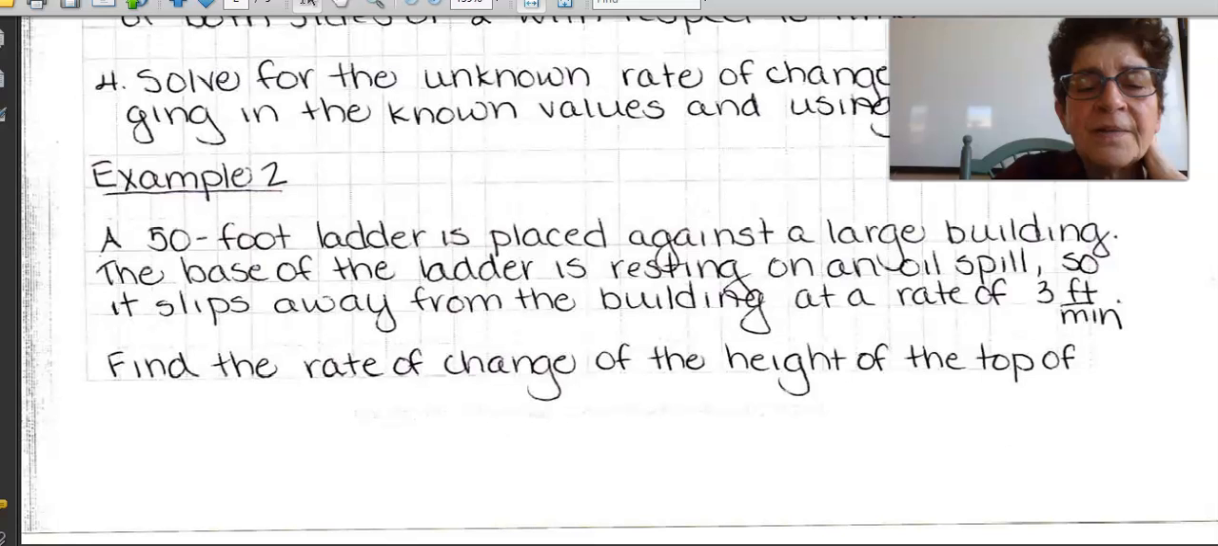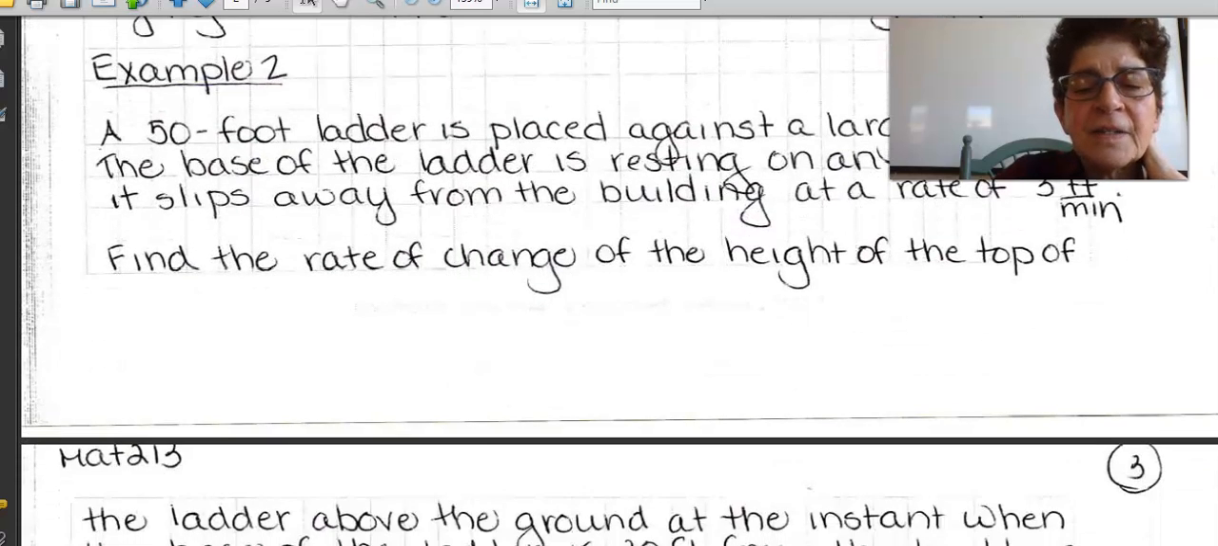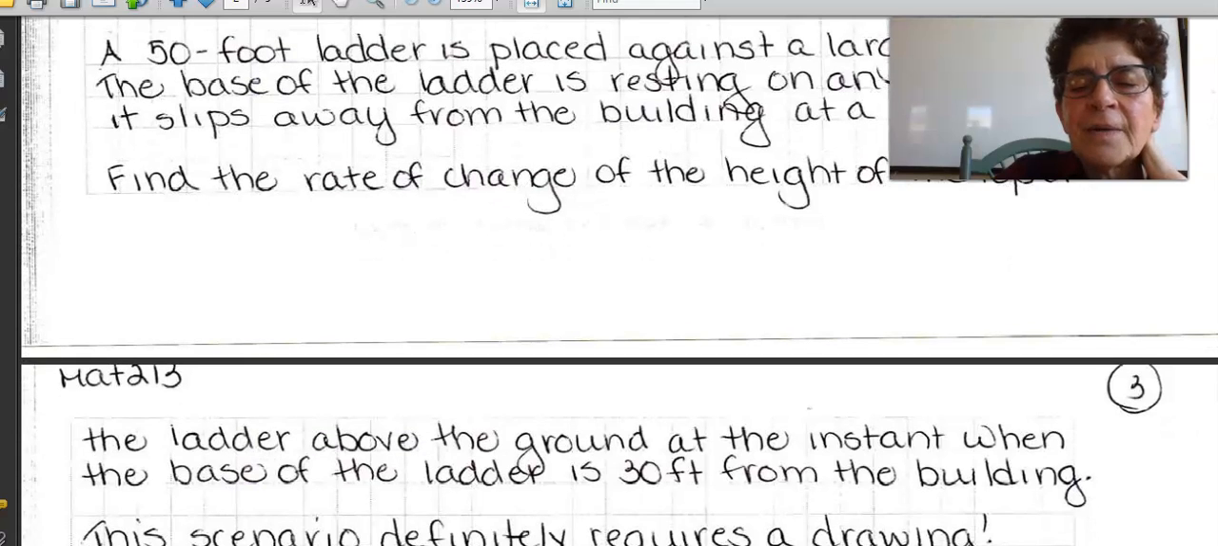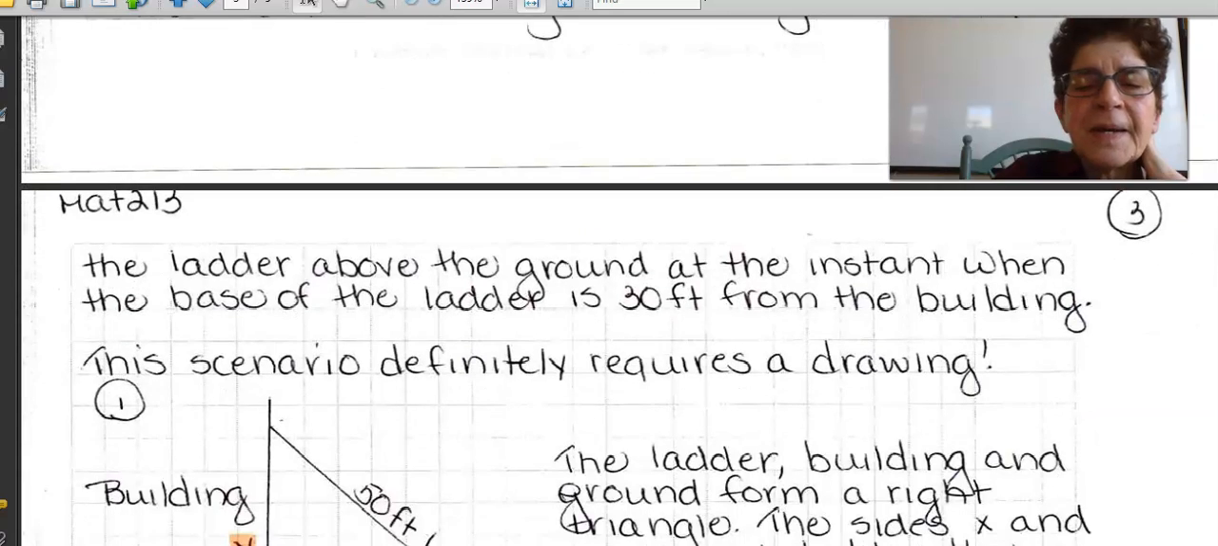And what they want us to answer is, what is the rate of change of the height of the top of the ladder above the ground at the instant when the base is 30 feet from the building? So they're asking us, again, how fast is it sliding down the wall? I think this scenario definitely requires a drawing, so let's do that.